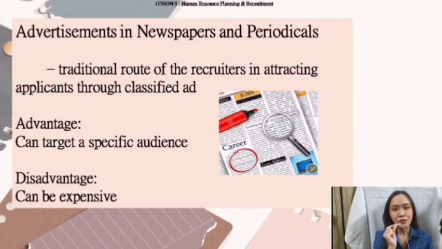The next recruitment source that we are going to talk about is advertisements in newspapers and periodicals. This is also known as one of the traditional ways recruiters search for possible applicants. One good thing about this technique is that it allows the HR practitioner to target a specific audience only. But the disadvantage is that it can be pricey or expensive, since we all know for a fact that newspapers and other publication offices depend on ads in order to survive.